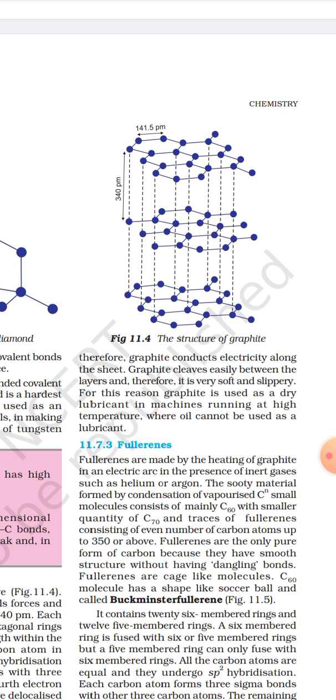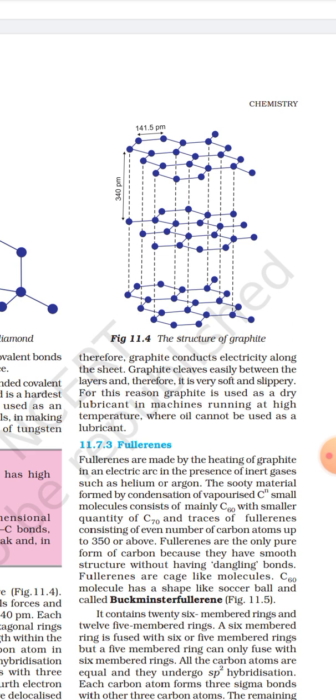Small molecules consist of mainly C60 with a smaller quantity of C70 and traces of fullerenes consisting of an even number of carbon atoms up to 350 or above. Fullerenes are the only pure form of carbon because they have a smooth structure without dangling bonds. Fullerenes are cage-like molecules. The C60 molecule has a shape like a soccer ball and is called Buckminsterfullerene.